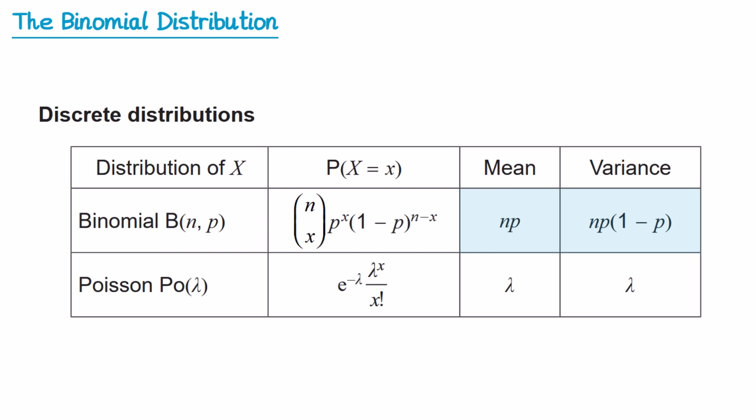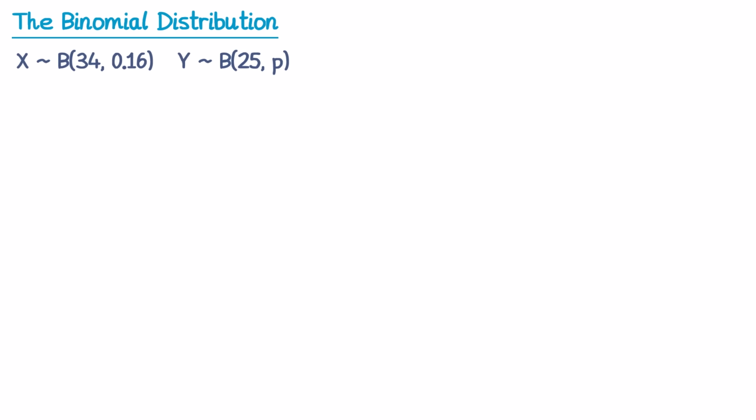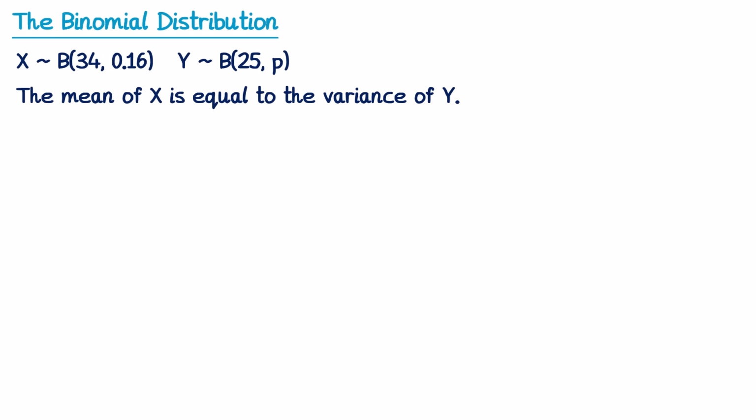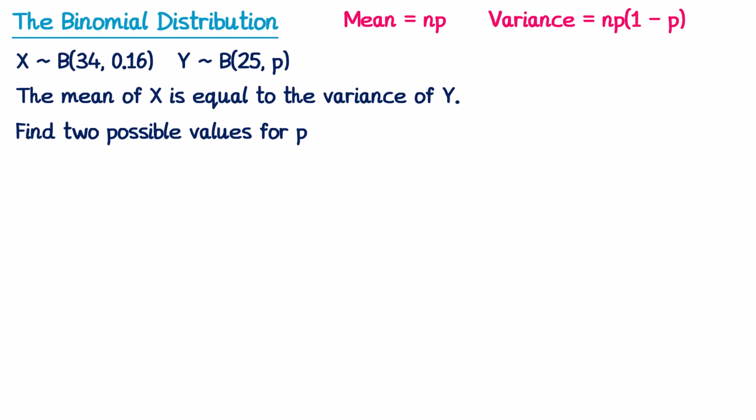Let's have a look at how we can use this in an example. So for this question, we've got 2 distributions, and we're told the mean of x is equal to the variance of y, and we need to find 2 possible values for p. Let's bring back those formulas for mean and variance. We'll start with the mean of x and use this distribution here to work out its mean. So for the mean of x, we take n, which is 34, and multiply it by p, which is 0.16, and this gives you 5.44.